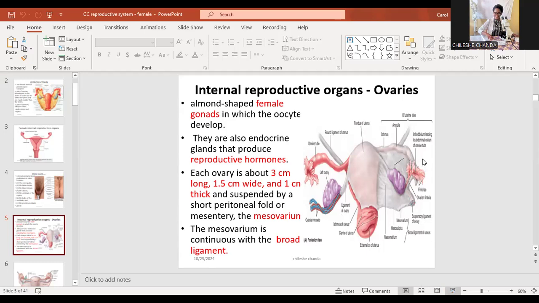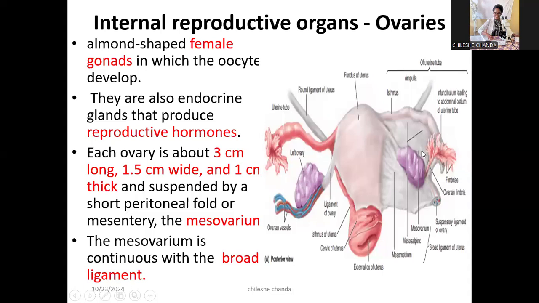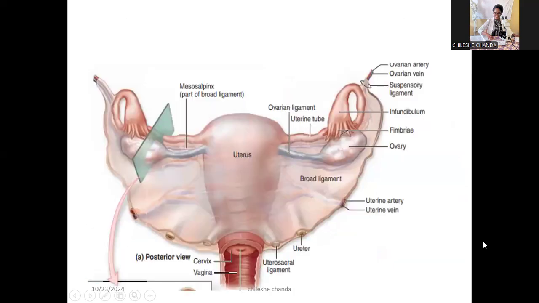So if you look at this mesentery here, this is the one that suspends the ovary over there. This is the one that is known as the mesovarium, or the ligament of the ovaries. Okay, this mesovarium is continuous with the broad ligament. All right, that is what suspends it.